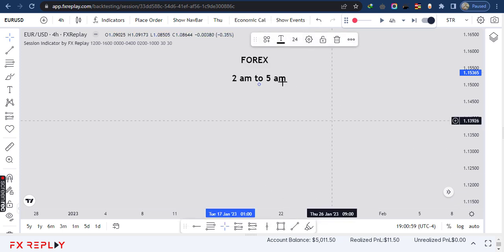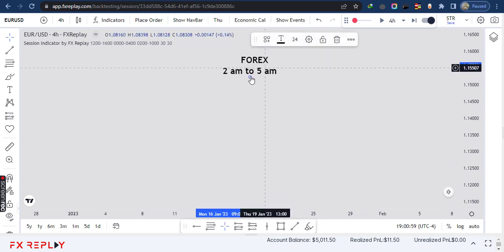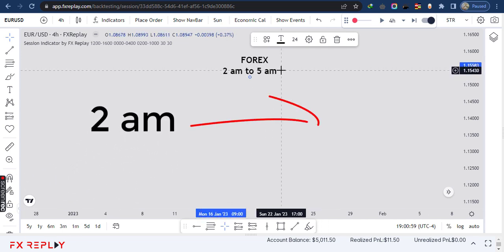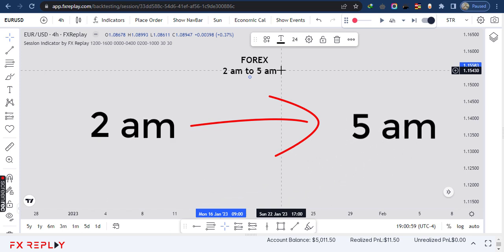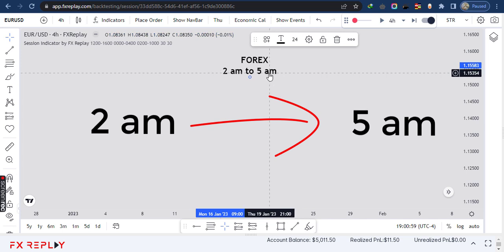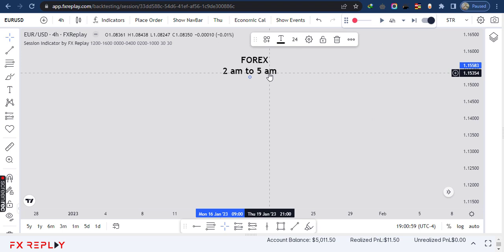I don't want you guys to take trades before 2 a.m. or after 5 a.m. I don't care if it is before by 3 minutes, 5 minutes, or after 5 a.m. by 5 minutes, 3 minutes. I don't care. You have a 3-hour window. If you don't have a setup here, you close the chart and you come back tomorrow.